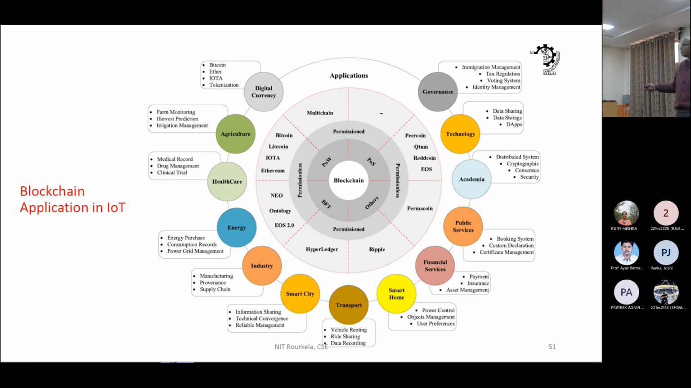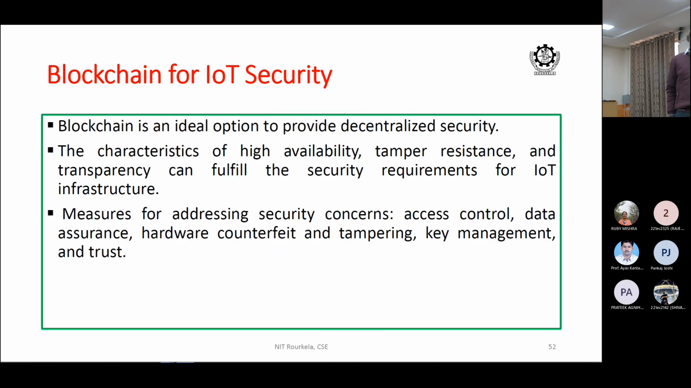Now, the other classification is by the application of the blockchain. It can be applied to any domain. In agriculture, you can apply blockchain for harvest prediction or for farm monitoring. In healthcare, it can be used for drug management. So it can be used for a variety of applications. It all depends upon how you are going to use it. But I will look at only one: IoT security.